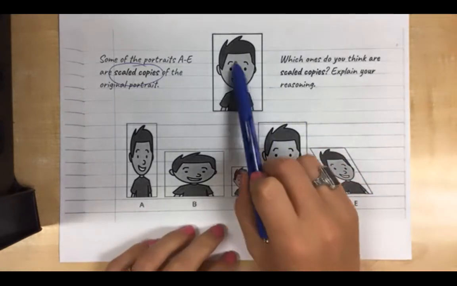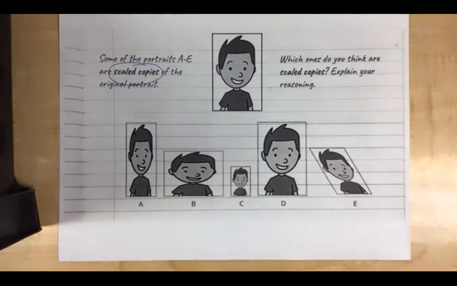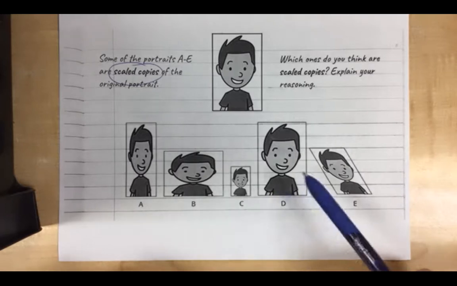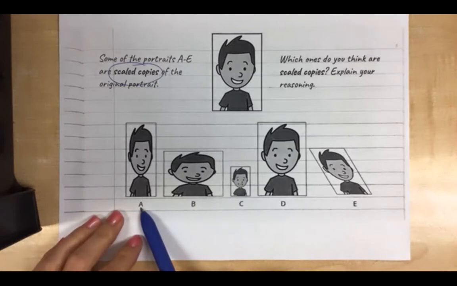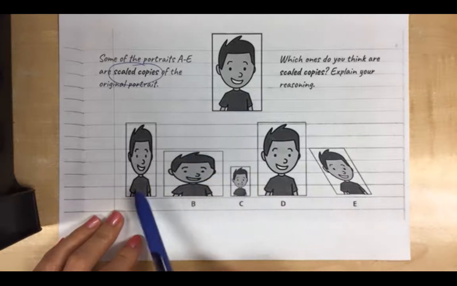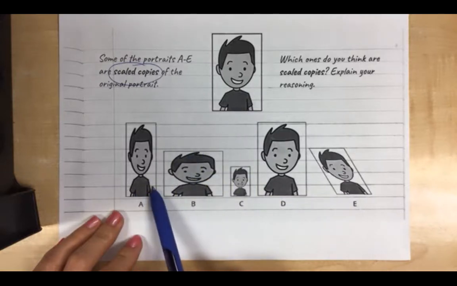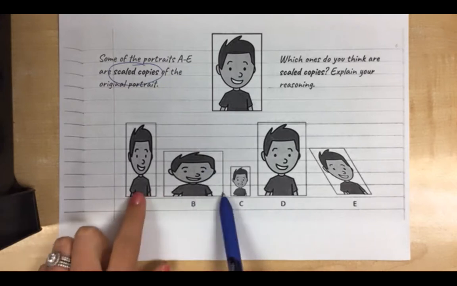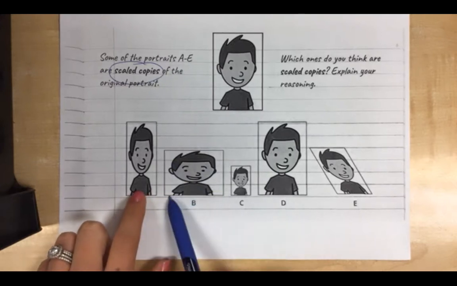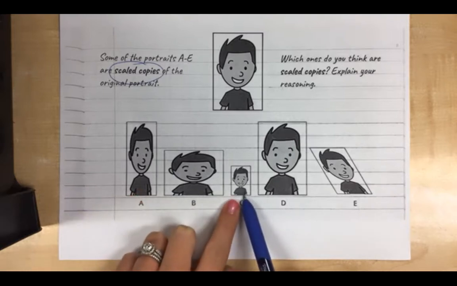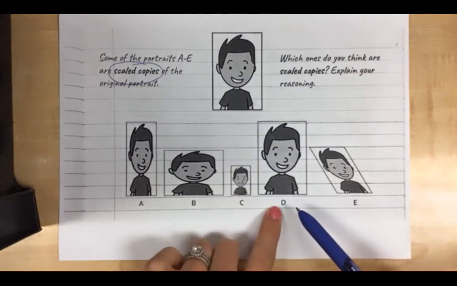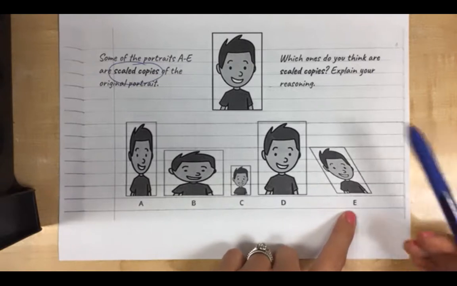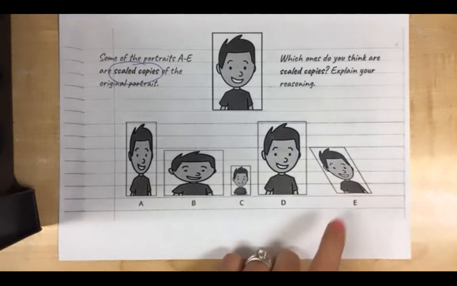Some of these portraits are scaled copies of the original, and we're going to figure out which ones are. So let's talk through each one of them and then decide which ones are scaled copies. Figure A is taller than the original, but also shorter horizontally, right? Figure B is wider horizontally, but shorter vertically. Figure C seems shorter both vertically and horizontally. D seems not to change at all. And E has now been slanted, or the angle of the picture has changed.